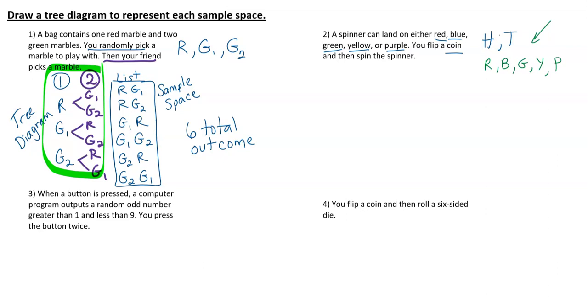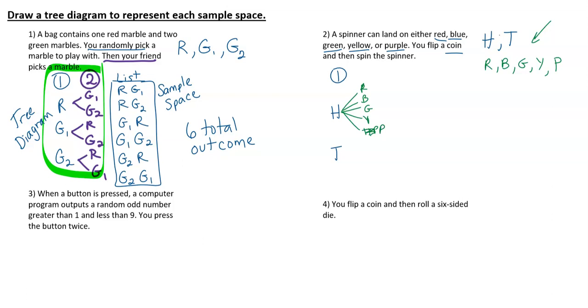So for this example, the first thing that's happening is we flip the coin. So the start of it is going to represent the coin flip. And when we flip the coin, we can either get heads or tails. Then we spin the spinner, and we get one of those colors. So if I get heads, does that change what color I could get on the spinner? Well, no, the coin and the spinner are completely independent of each other. So I could get heads then red, heads then blue, heads then green, heads then yellow, or heads and then purple. Oops, that should just be a P.